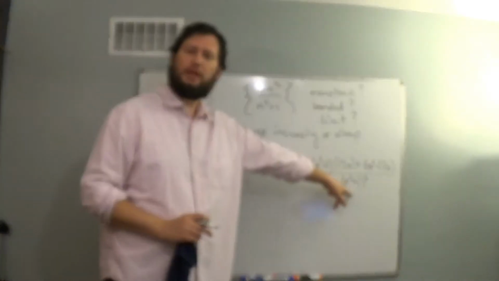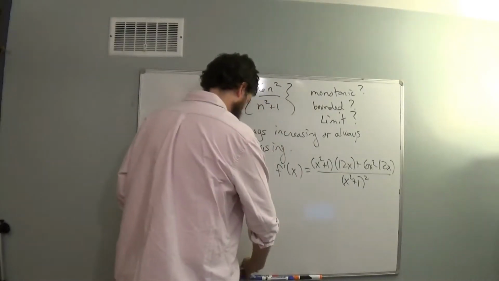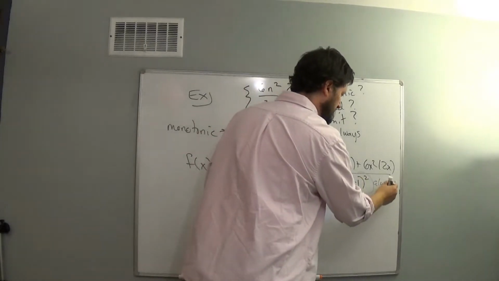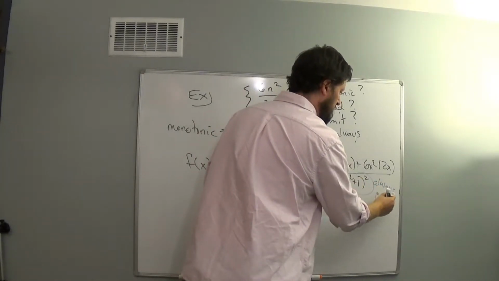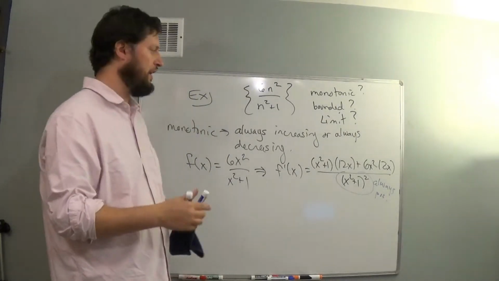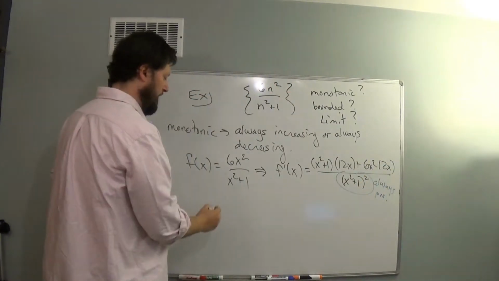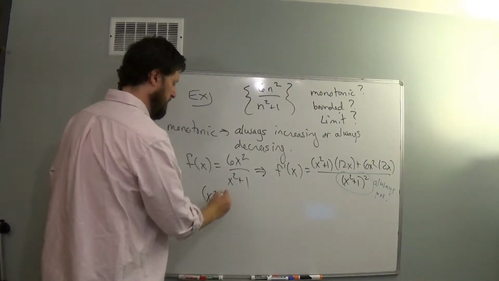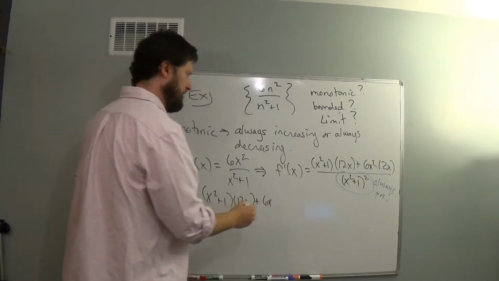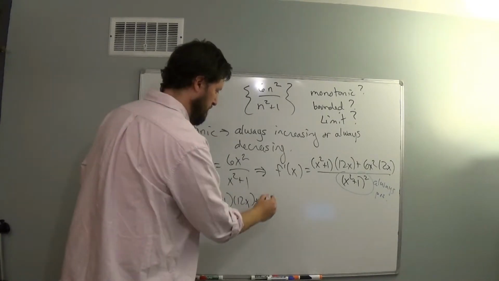Which means that the denominator is going to play no role, because the denominator is always positive. So I don't care about it. It's not going to affect whether we have something positive or negative, because it's always positive. So I really only care about the numerator. So that's x squared plus 1 times 12x, minus 6x squared times 2x, let's make that 12x cubed.